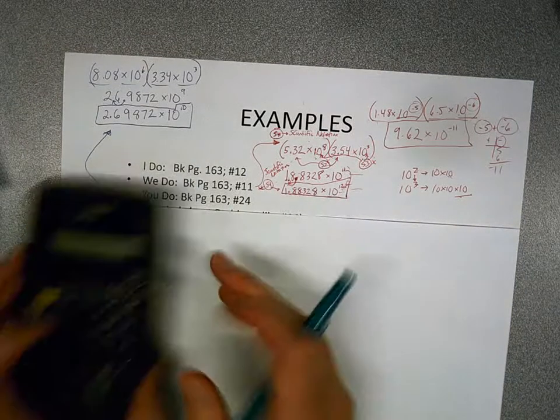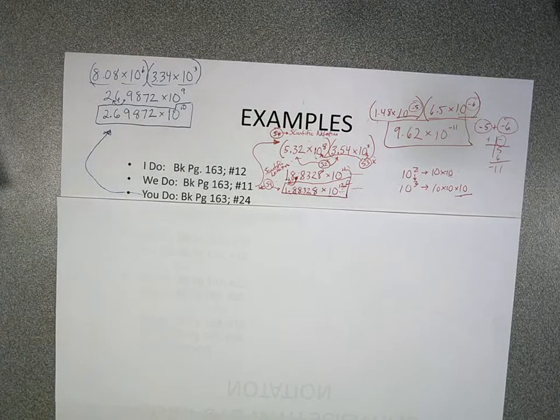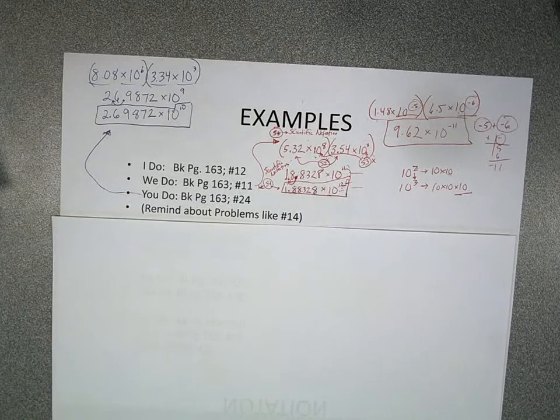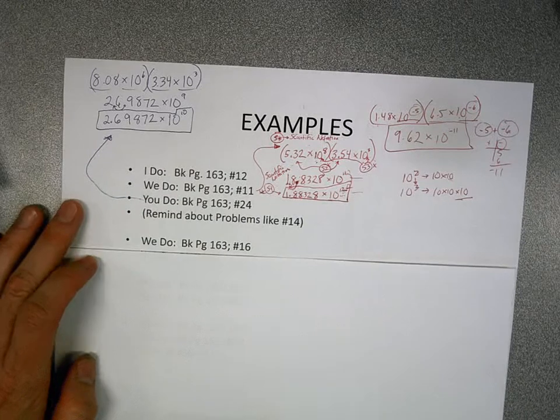We've got like 3 or 4 types of problems on tonight's homework, so here we go. Oh, I said remind problems on 14, and actually I already did. Take a look at number 14. What do you need to do first? One of the numbers is not in scientific notation, so you need to make it in scientific notation. All right, here we go. Let's do this one together right off the bat.